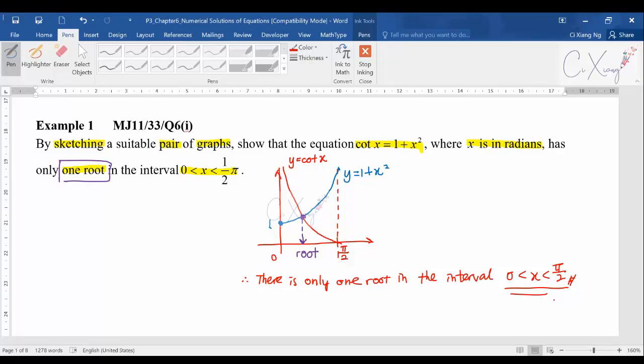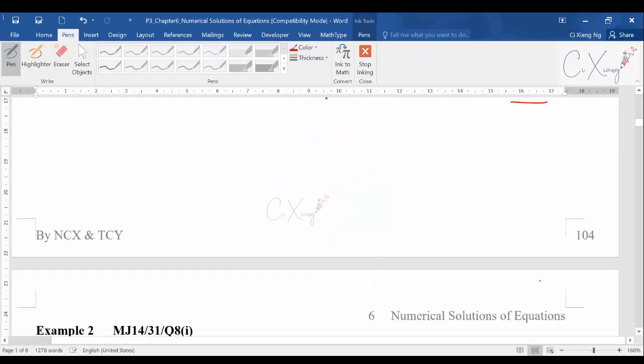All right, so if you understand already, then you can try example 2 first before you proceed to the end of this video. I will continue to discuss example 2, but if you're interested, you can pause the video here, draw the graph yourself and check the answer. Okay, so let's start with example 2 now.